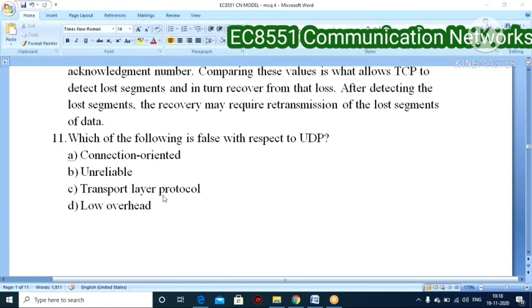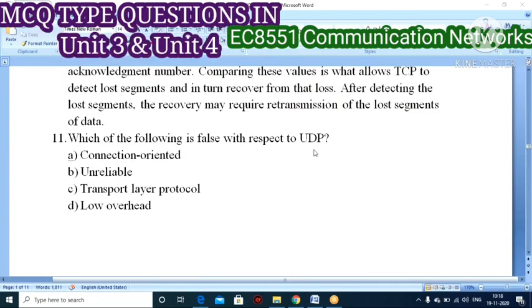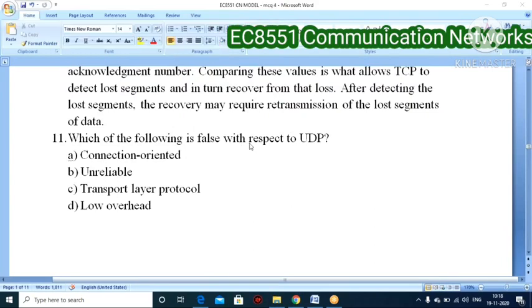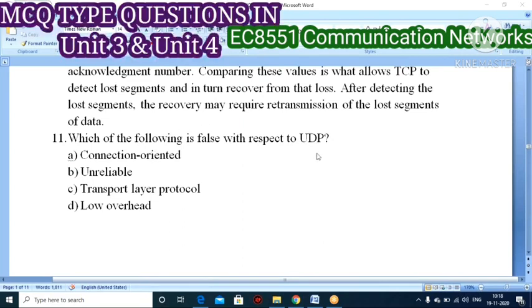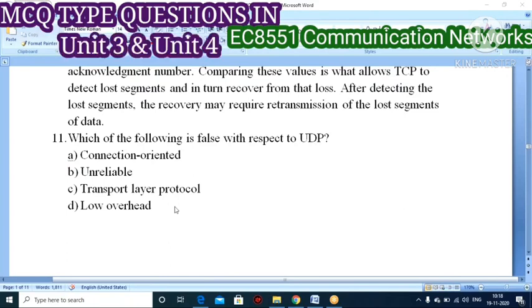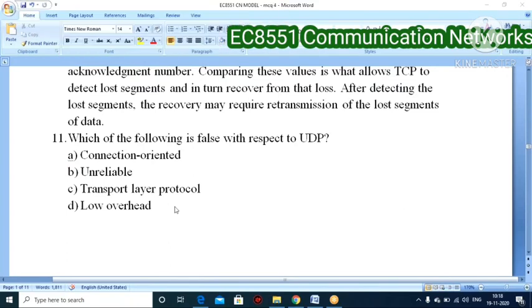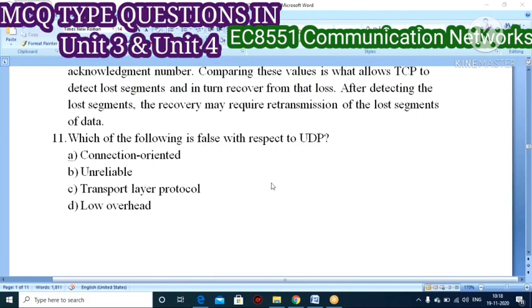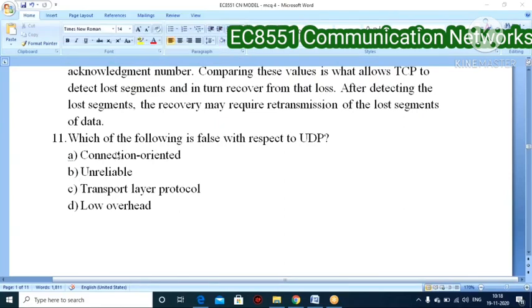Next question. Again, it is a false-only question. Which of the following is false with respect to UDP? Already we discussed this type of question for TCP, but now I am asking for UDP. Connection oriented, unreliable, transport layer protocol, low overhead. Which of the following options is false? You can easily identify the answer.